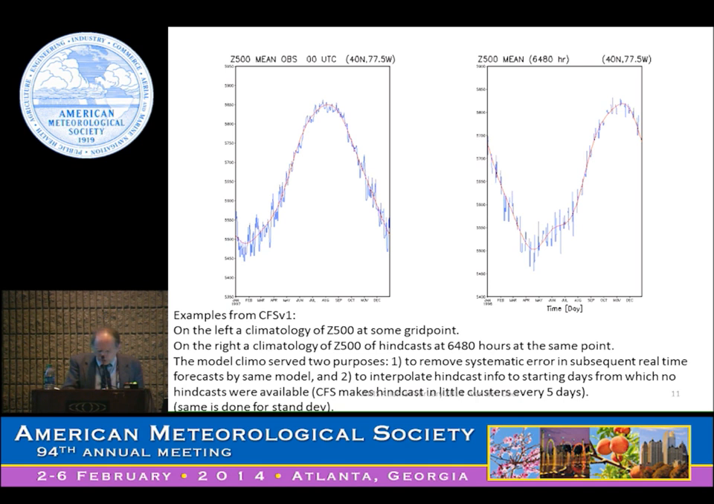Here you see a case from the CFS version 1. This is the analysis of 500 millibar heights at some point, I guess, close to Washington, D.C. or York, Pennsylvania. Again, we fit the 4 harmonics. It looks pretty good. There's a lot of noise in the 30-year daily averages. Of course, this is analysis, but we also have to derive the harmonics for the model forecast fields. And here you see the hindcast data from the CFS version 1.